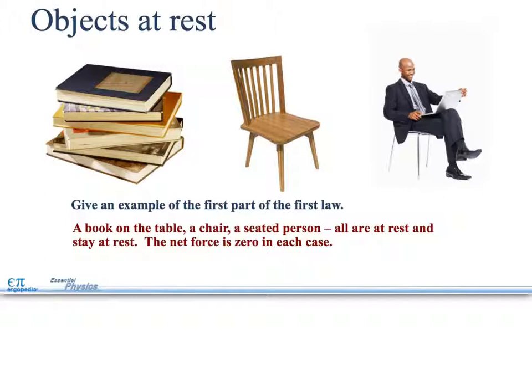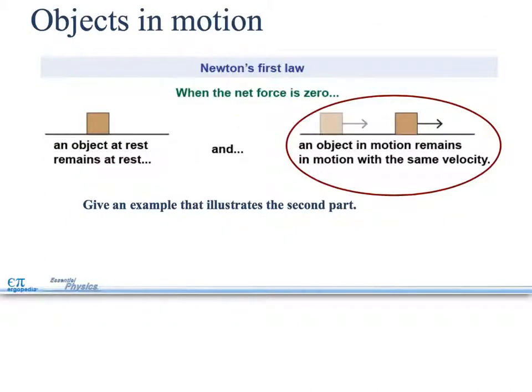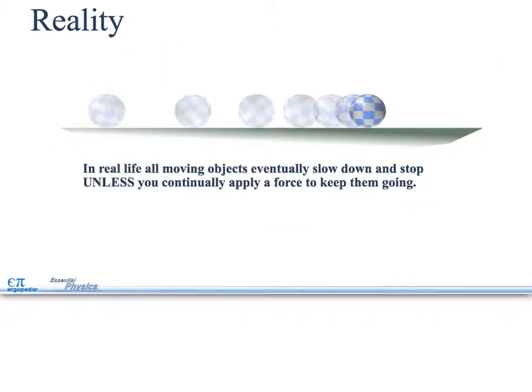So a book sitting down, a chair sitting there, a man sitting on a chair, all of these have zero net force. When your net force is zero, that means you have zero acceleration. That's a key point. Zero acceleration, zero net force. Zero net force, zero acceleration. And the second part, an object in motion remains in motion with the same velocity. In real life, all moving objects eventually slow down and stop unless you continually apply a force to keep them going. It will slow down eventually unless you apply a force to keep it moving. That's important.